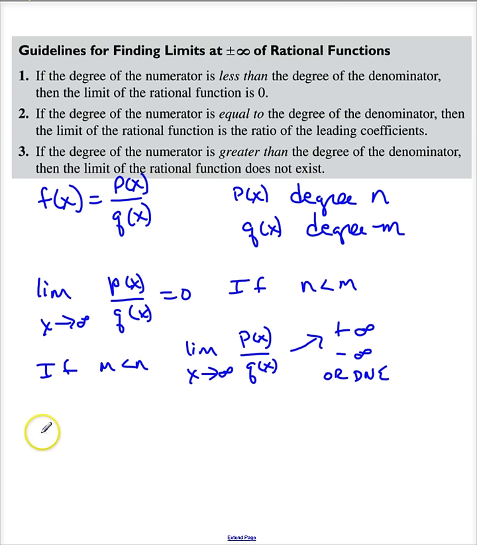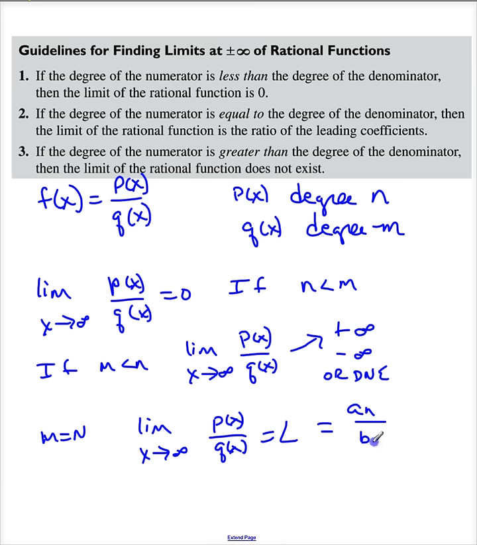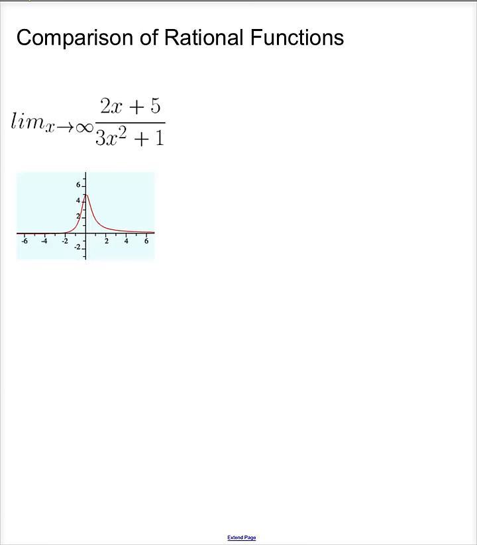Now, if m equals n, then the limit as x goes to infinity of p of x divided by q of x is a number. It's L. And that L is equal to a sub n divided by b sub m, the leading coefficients of p and q. It's much easier to do them.